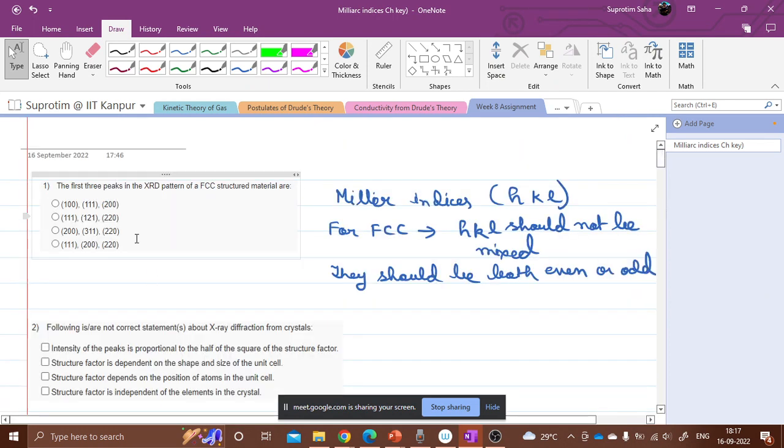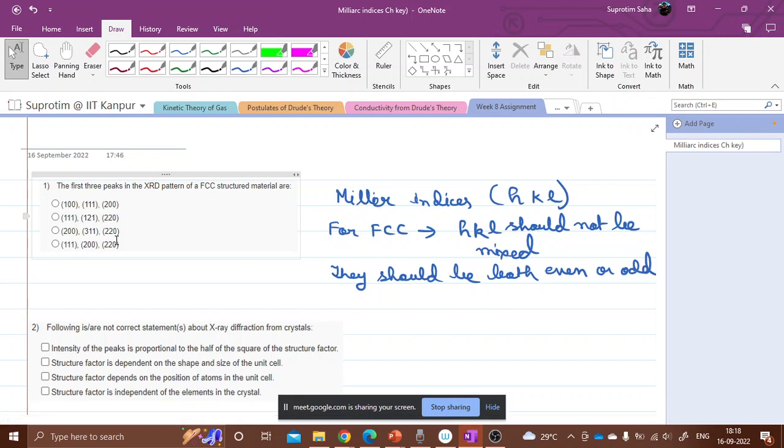Now going back to the original problem, you're given four options, right? But look at the last option, 1 1 1. Individually, h, k and l are all odd, so if you add them up in pairs, they'll be even. And 200 and 220 also satisfy the condition that they are individually pure odd or even, not mixed, right?